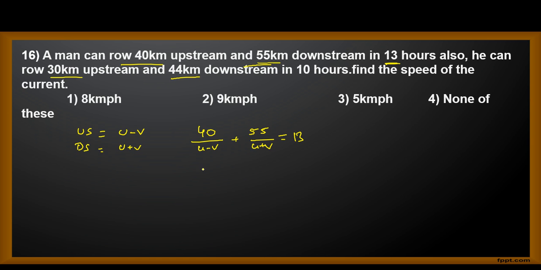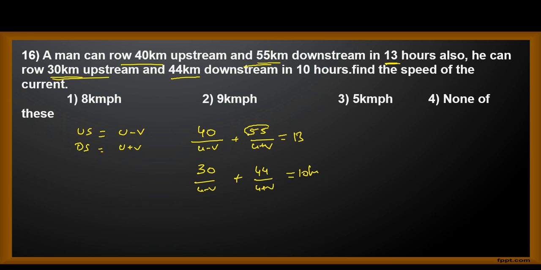Coming to the second equation, 30 by upstream speed, U minus V, plus downstream 44 with the speed of U plus V, and the total time is 10 hours. Now, generally don't solve these kinds of equations in the exam. Try to find it by trial and error.